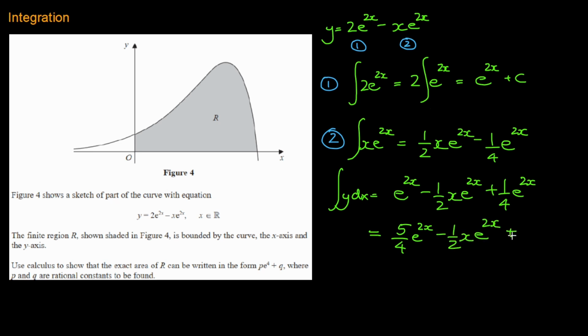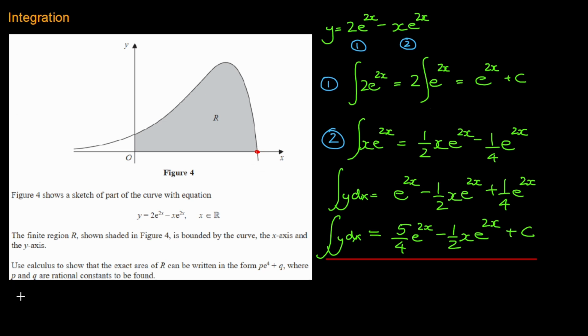And here I'm going to put on plus c. So this is the integral of y dx. We've achieved the integration of our function. So the rest of the problem is finding this area. But we need to know this point here. We need to know the x-coordinate of where the curve crosses the axis.